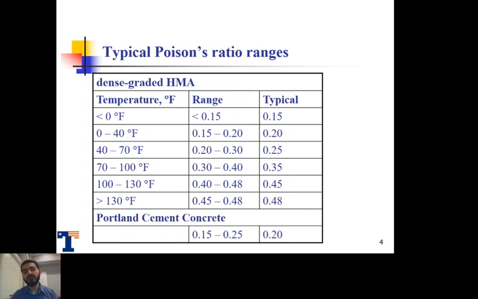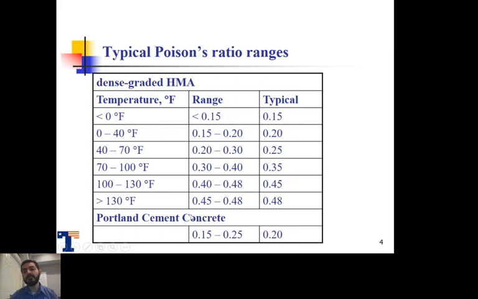So here is a range for Poisson's ratio for different materials as well as different temperatures. For the dense graded hot mix asphalt, and this is the top layer for the hot mix asphalt layer, it actually depends on the temperature. For temperatures less than 0 Fahrenheit, the typical value is 0.15, and as you could see, by the way, Poisson's ratio is a unitless ratio simply because it's a ratio of two strains. So coming back to the temperatures, from 0 to 40, Poisson's ratio is 0.2, from 40 to 70 is 0.25, 70 to 100 is 0.35, 100 to 130 is 0.45, and anything higher than 130 Fahrenheit is 0.48.